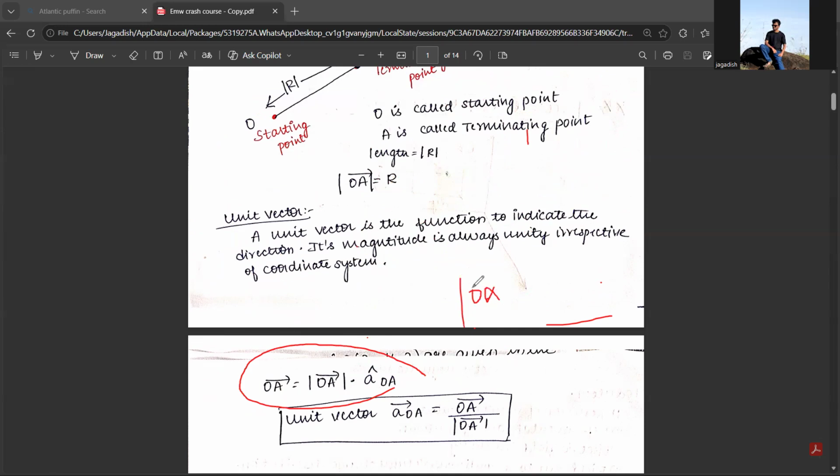So I will be teaching you how to solve the magnitude and direction problems. Just remember, this will be the unit vector, that is A cap OA. This is the formula for the unit vector: unit vector a_OA is equal to the vector OA divided by the magnitude of OA. This is how the unit vector is represented.